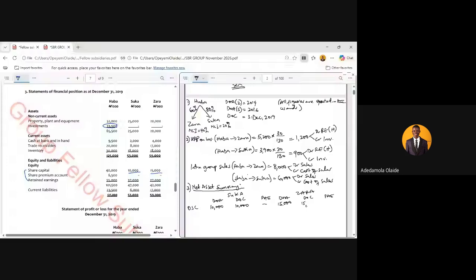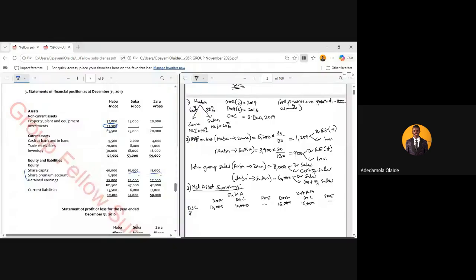Same as date of consolidation. Because don't forget, this statement of financial position is at the date of consolidation. But since they did not give us any alternative figure at the date of acquisition, we will assume it is still the same on both days. So for share premium, they don't have share premium, so there's no point bringing it there. But they had retained earnings.